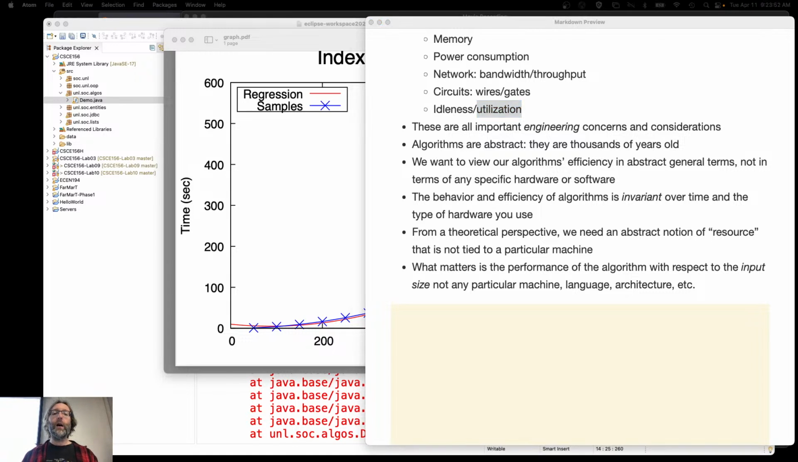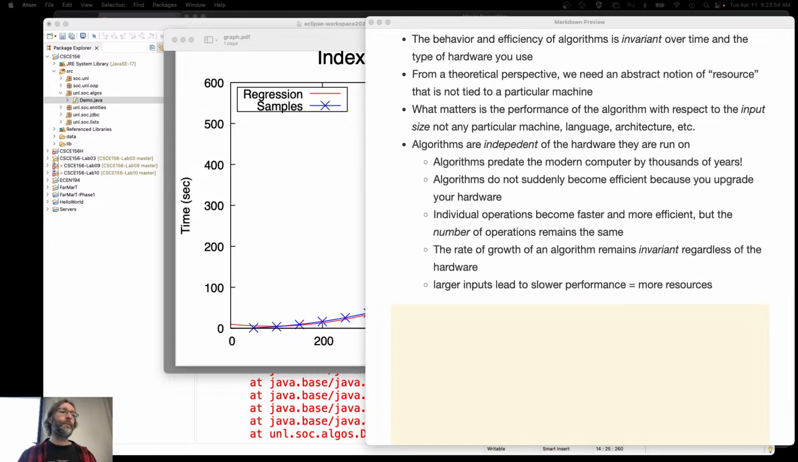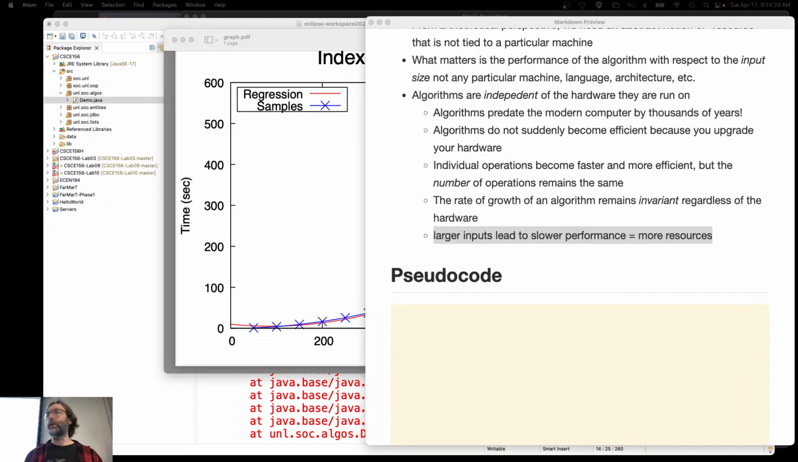Algorithms are independent of the hardware that we run them on. They predate modern computers by thousands of years. Algorithms do not suddenly become efficient because you upgrade your hardware. Individual operations do become faster and more efficient, but the number of operations stays the same. Therefore, the rate of growth of an algorithm remains invariant regardless of the hardware. Larger input leads to slower performance because of more resources. We want to capture this intuitive notion. To be able to even do that, we need to be able to talk about algorithms independent of any programming language. And therefore, we introduce pseudocode.